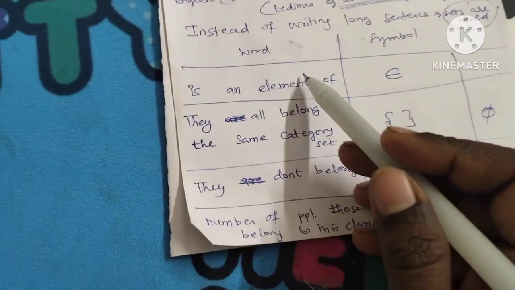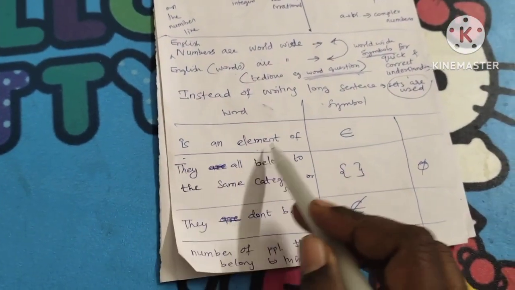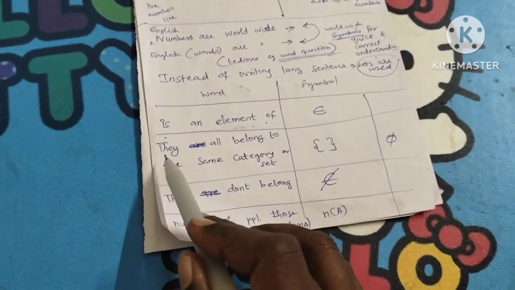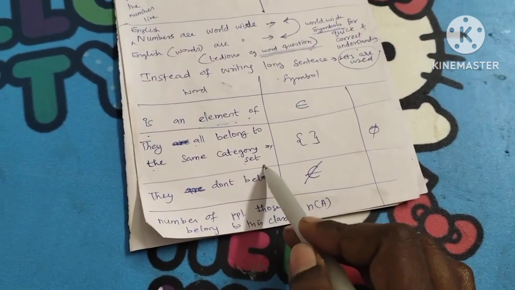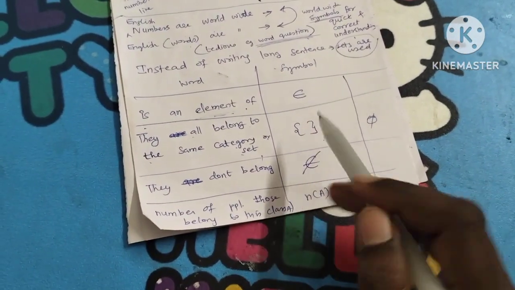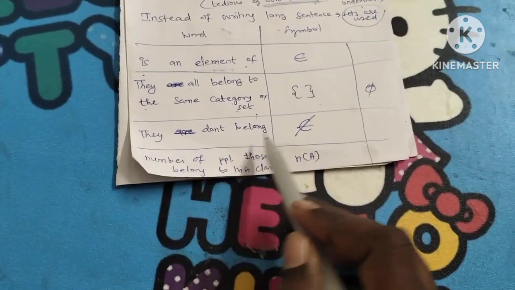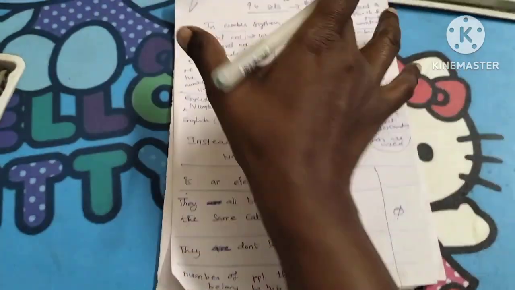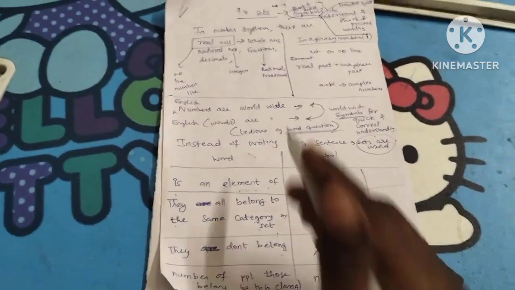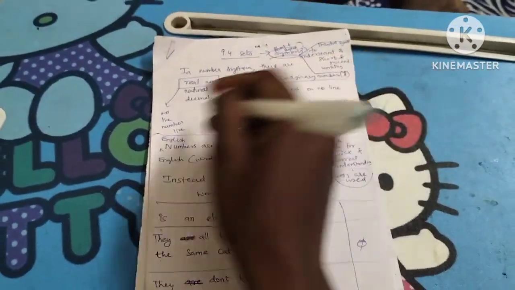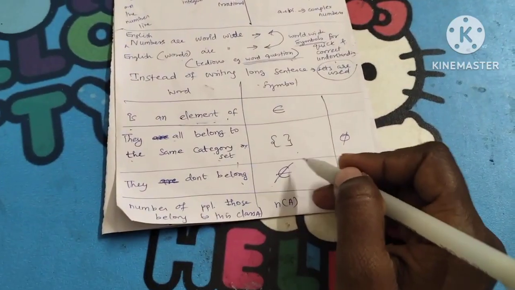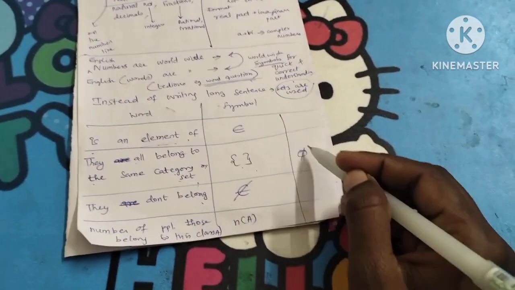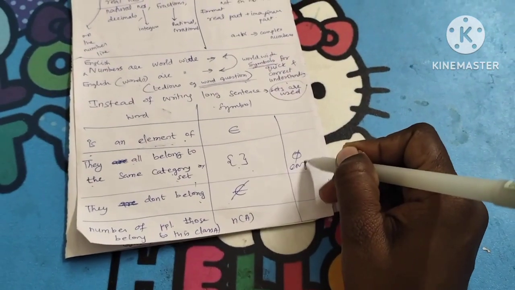For example, in words, if you say is an element of, you can put the symbol like this. By putting this, you are avoiding that many words. They all belong to the same category or sets. Instead of saying this, if you put these curly brackets, it is done. For they don't belong, instead of writing every time they don't belong to, you can use this symbol. If they all belong to, it's a curly bracket. If they don't belong to, it's an empty set. This is called the empty set.